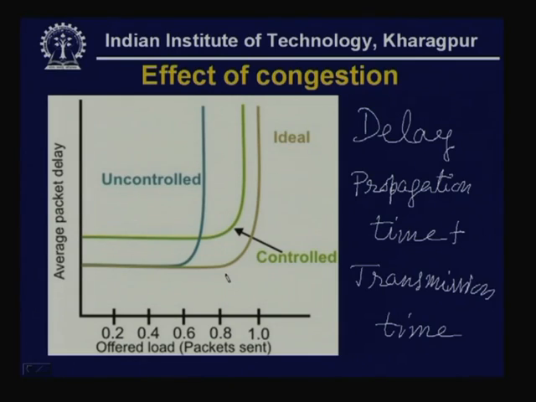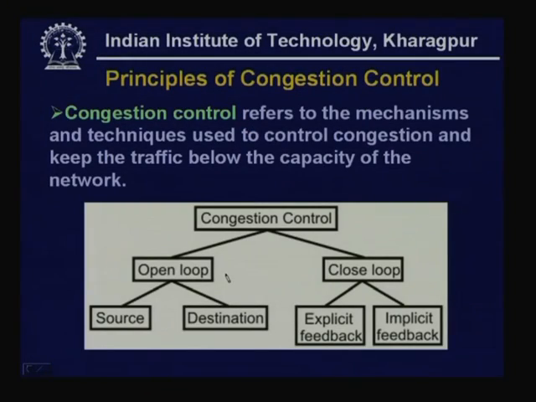So, we have seen the two important effects of congestion, one on throughput, another on delay. Now, let us see what techniques we can use to control congestion. The basic principle of congestion control is that it refers to the mechanisms and techniques used to keep the traffic below the capacity of the network. That is the basic objective. The aim is to keep the traffic within a certain limit such that congestion does not occur, or whenever congestion occurs, you have to overcome it.